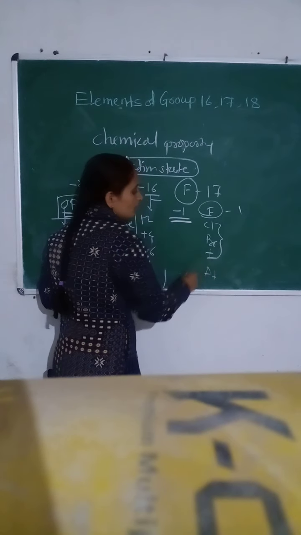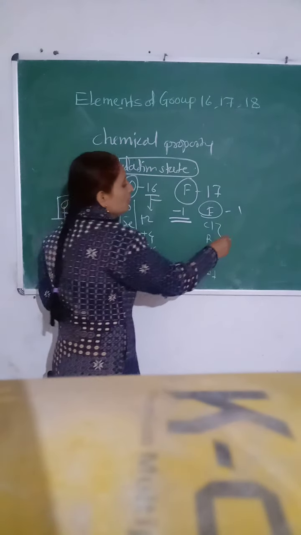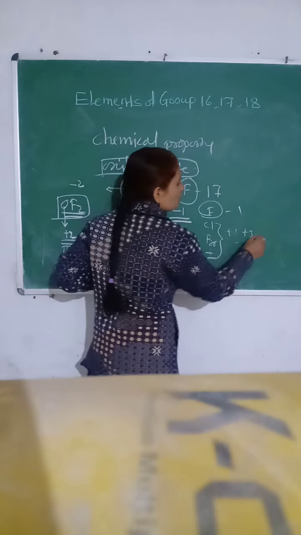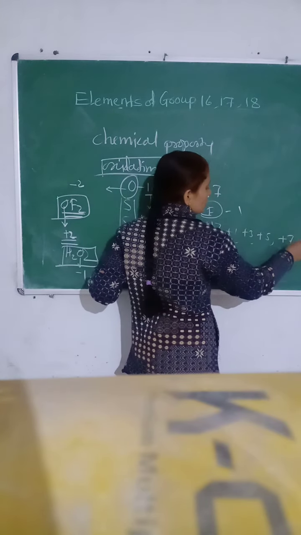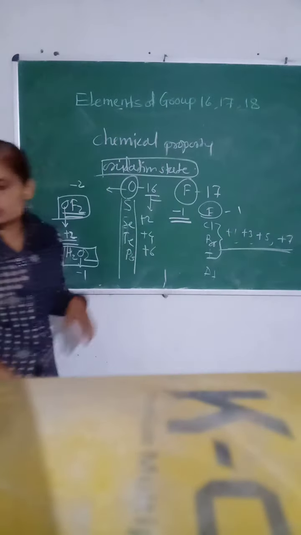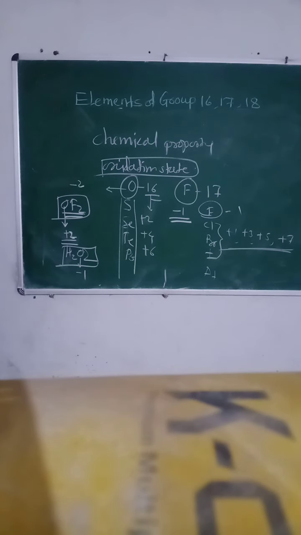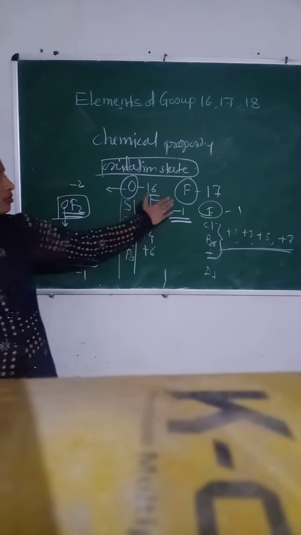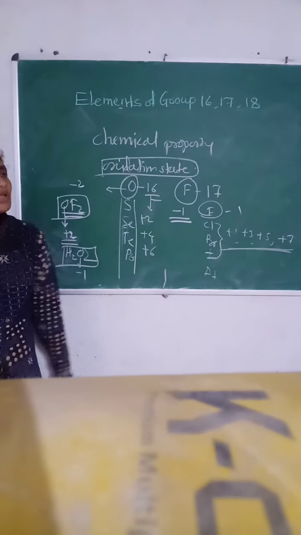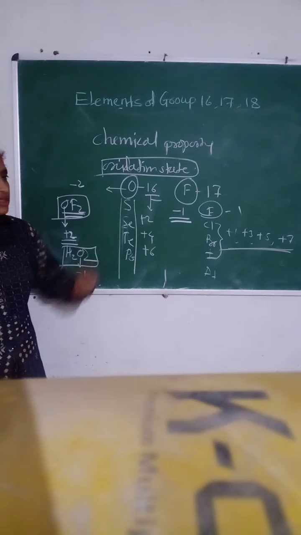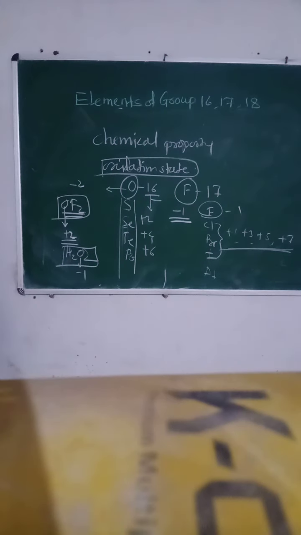But here chlorine, bromine, iodine will show +1, +3, +5, +7 oxidation states. Those halogen elements will be observed in +1, +3, +5, +7 oxidation states. But fluorine will always be in -1 oxidation state because it does not have d orbitals, so we cannot show expanded oxidation state.